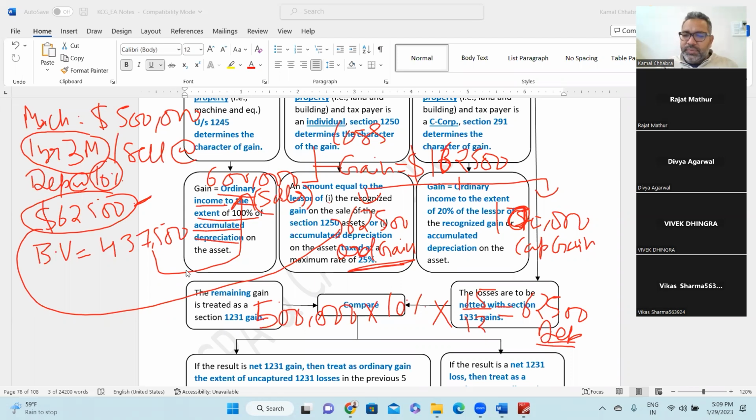Make sense, Vivek? Vikas? Divya? Yes, sir. So why are we charging the ordinary tax rate to the extent of accumulated depreciation? Because that much benefit you received earlier by paying less tax, by reducing your ordinary income through the depreciation. Sounds good?